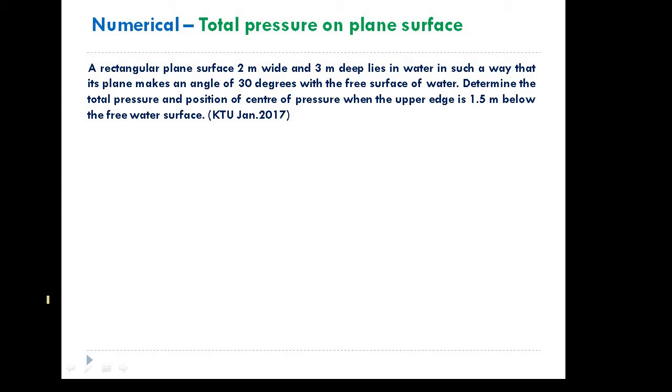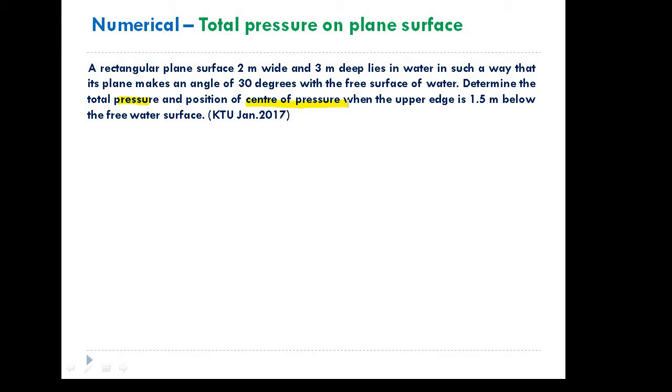So the first problem is like this: a rectangular plane surface 2 meter wide and 3 meter deep lies in water in such a way that its plane makes an angle of 30 degrees with the free surface of the water. That is, it is a rectangular plane which is inclined at an angle of 30 degrees with the plane surface. So theta is 30. Determine the total pressure and position of center of pressure, that means position of center of pressure from the free surface of water, when the upper edge is 1.5 meters below the free water surface.